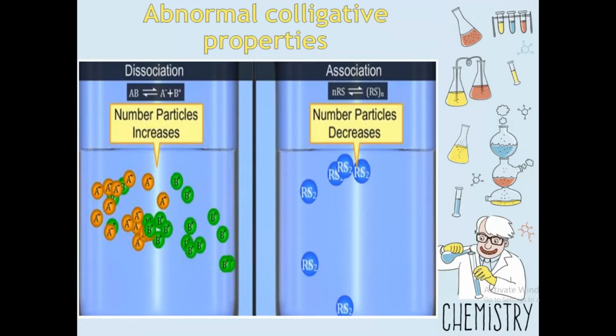Why? Because colligative properties depend on the number of solute particles. As dissociation occurs, the number of solute particles increases. So, the colligative property also increases. But if association of solute occurs, in case of association, the number of particles in the solution decreases. Hence, the experimental value of colligative properties becomes lower.